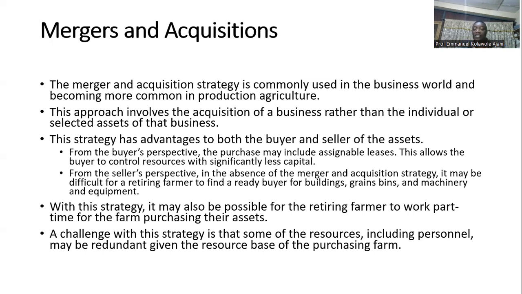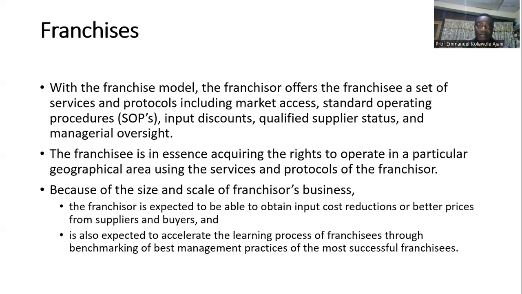A challenge with this strategy is that some of the resources, including the personnel, may be redundant given the resource base of the purchasing firm. Yes, when Tutas was recently acquired, some of the personnel were laid off the job. So that's also one of the problems with it. And it's also very common. I know of Zatec, when they are buying some poultry farm, they will buy them up and also use them for their operational activities, and it's part of their growth model.